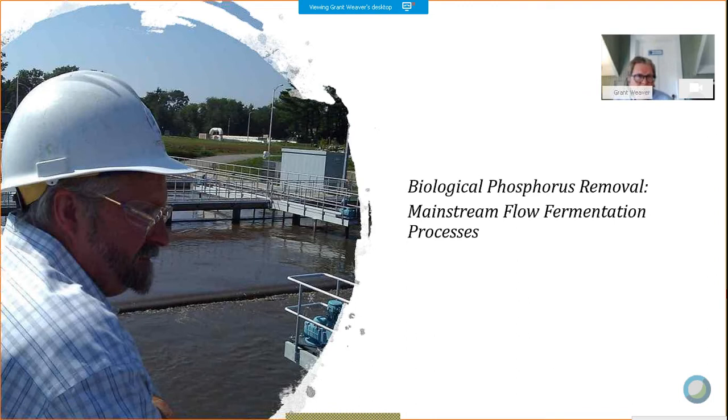So there's two main ways to get the phosphorus out biologically. One is in the main tanks where all the flow is going, and another one is on one of the side streams, like a sludge side stream, solids handling. So let's first look at the main stream.